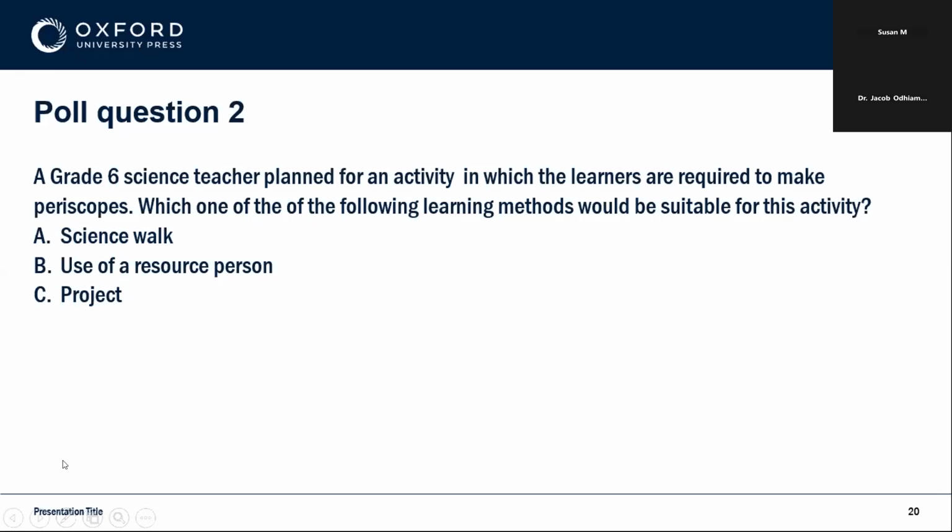Just identify the suitable resources and guide the learners. So the correct answer is project work. Project work. Main reason, it requires time. So far, I think we have reminded ourselves of the important or the most common learning methods.